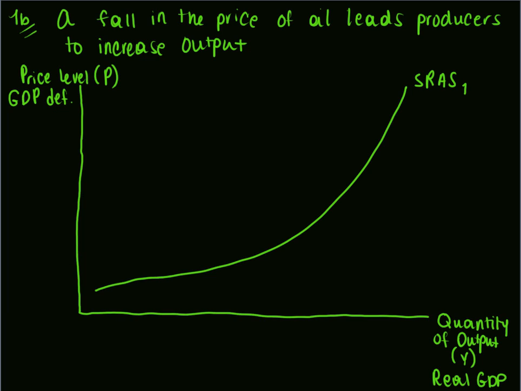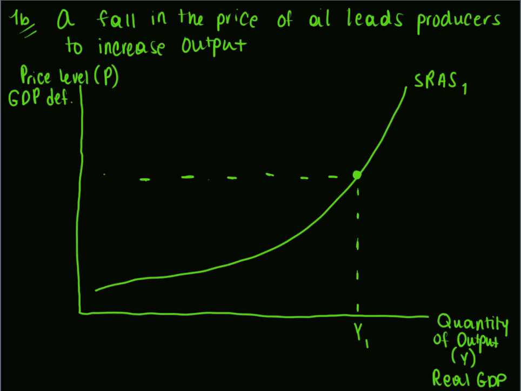So anyway, getting back to this problem, I'm going to pick a point on this short run aggregate supply curve just to help me visualize the change that happens. And I know that this corresponds with a certain level of output that we've supplied in the short run. So this is going to be Y1, at a certain price level. So this is the quantity of output supplied at a certain price level, P sub 1. And now I'm going to consider this question. A fall in the price of oil leads producers to increase output.